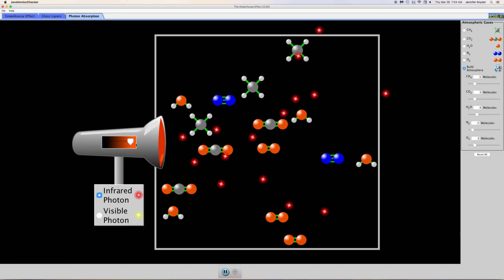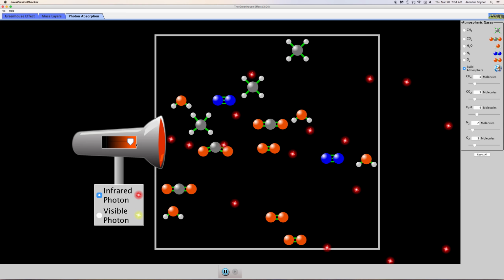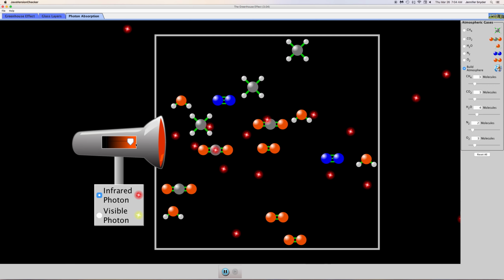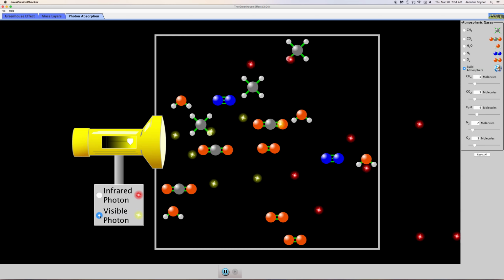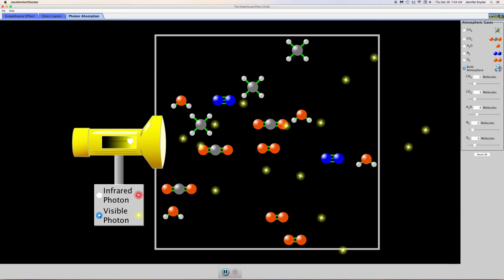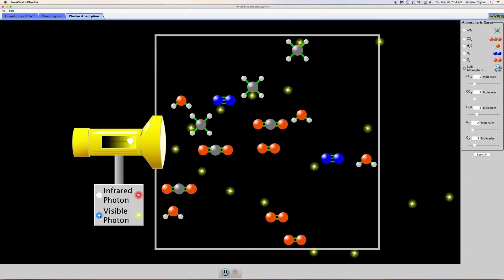What you want to look at is what happens to the molecules when they get hit with the red packets of energy or heat. Now I'm going to take a look at the visible light spectrum. Same thing. Now I have visible light, the yellow packets of energy coming from the sun to the molecules. I don't see any of them vibrate or resonate.